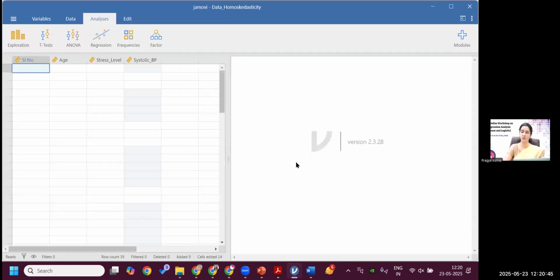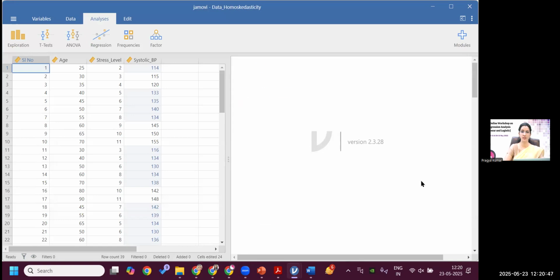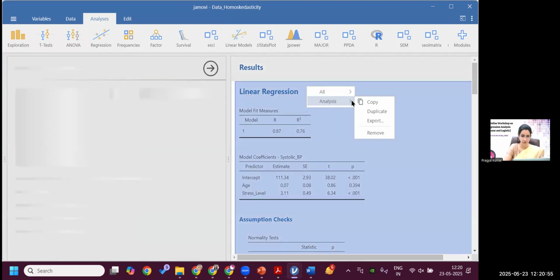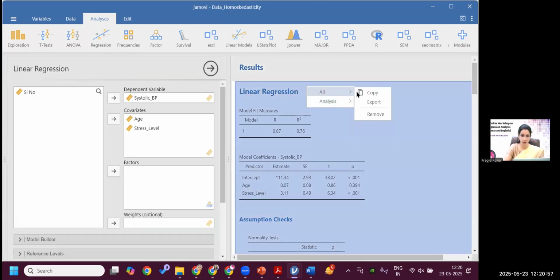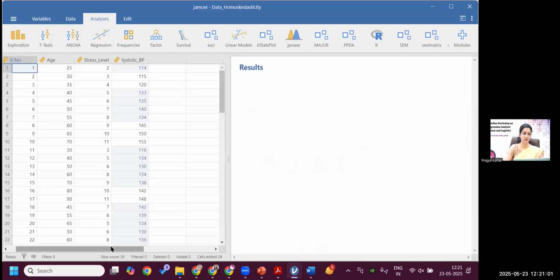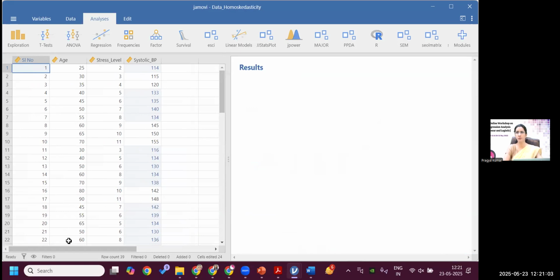Are all of you familiar with the Jamovi interface? This is Jamovi, the version which we have used. Let me delete this. How to delete? You copy it, select all, and then remove. So all analysis is removed. So this is Jamovi. I think most of you are familiar. This is a dynamic interface. If you perform any analysis and move the variable back to the window, the analysis will disappear.